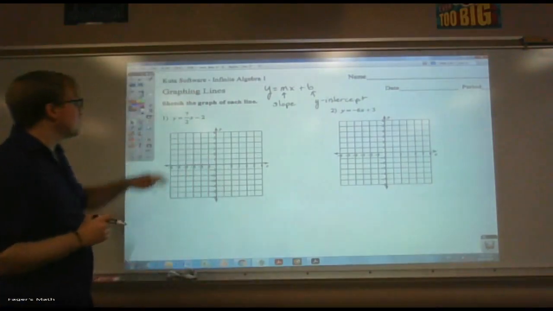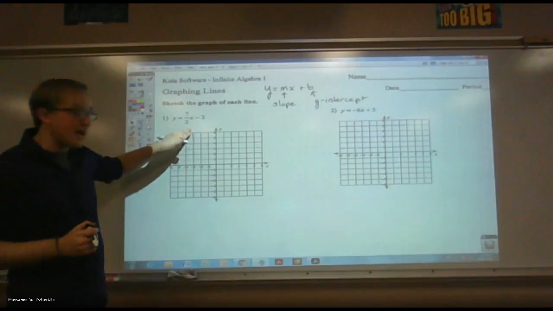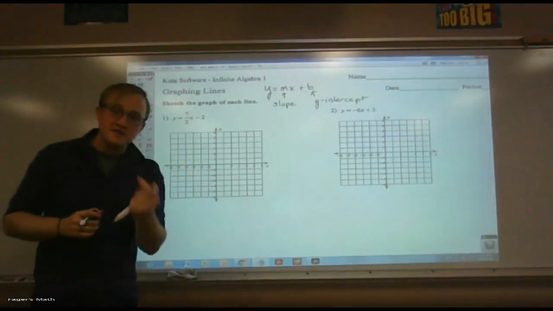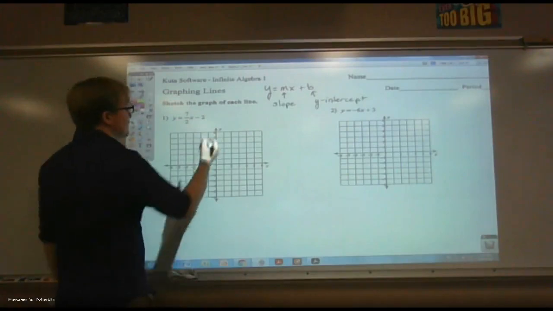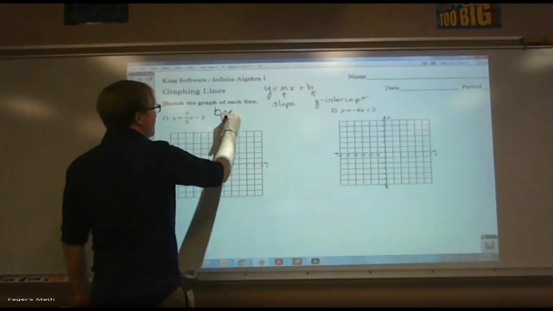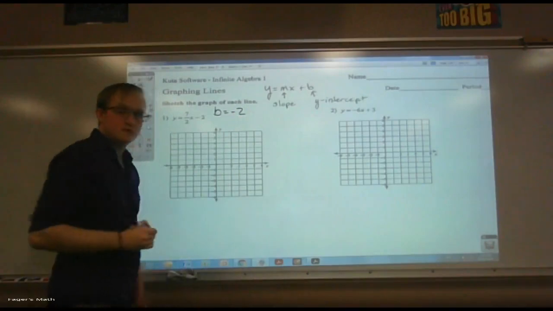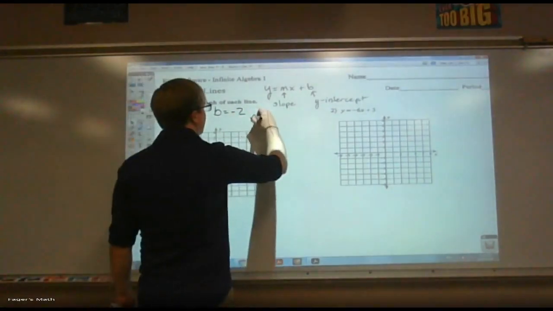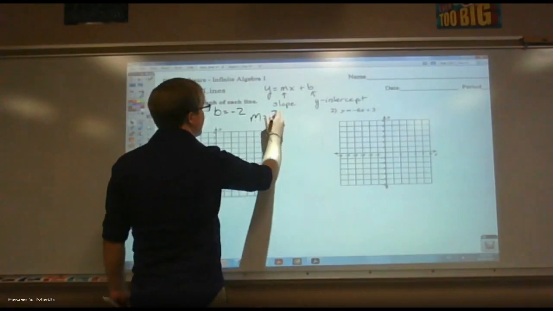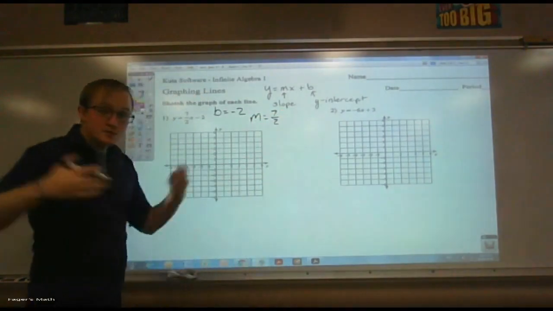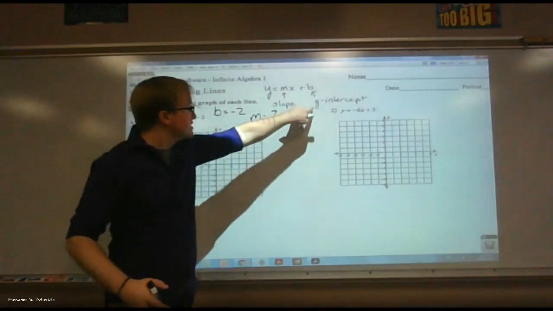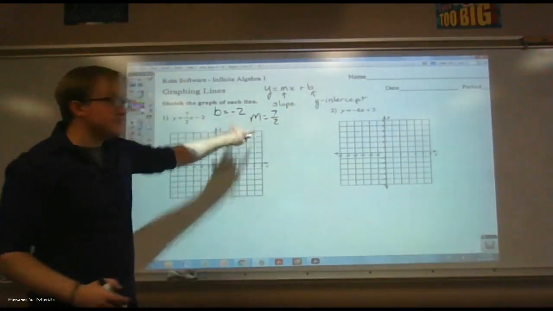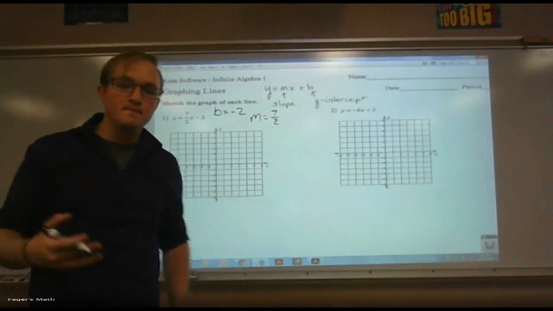So, with each of these, number one, y equals 7/2 x minus 2. First things first, notice that the y-intercept is -2. My b is -2, right? And our slope is 7/2. If it helps you to pull these out one at a time, just like we have, I love that this is here, but if it helps you to pull these out and remember these, go for it.